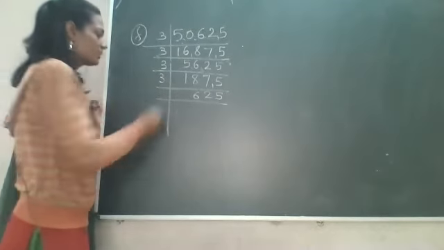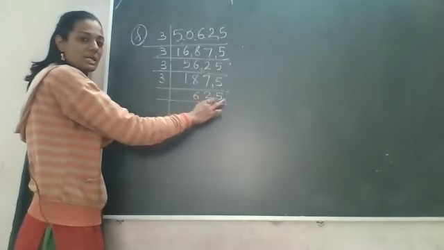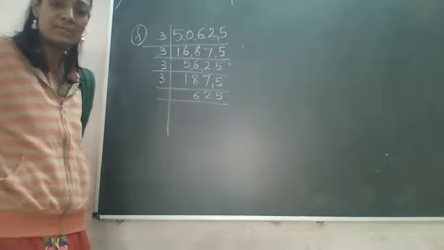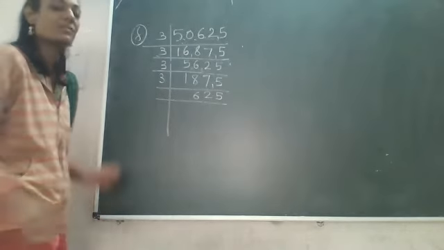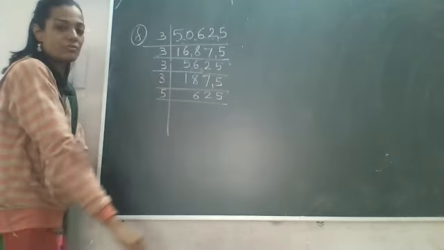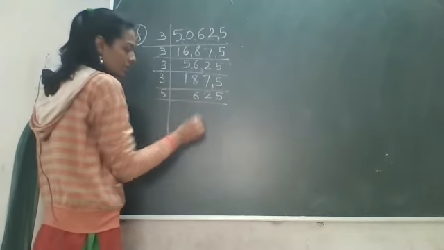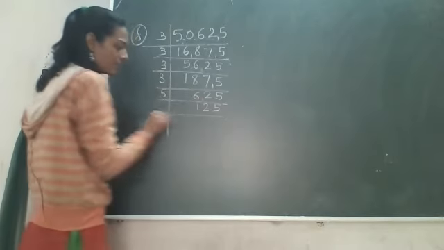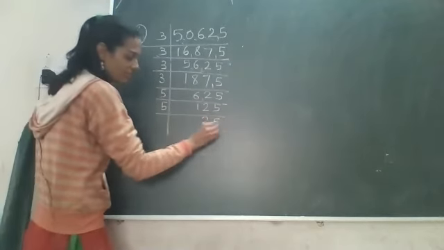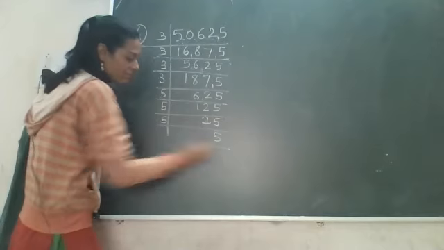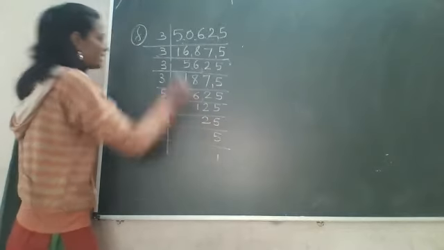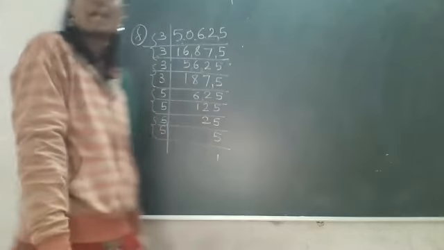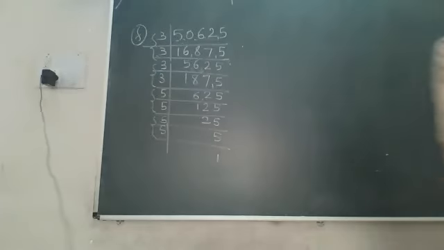Now, what will be the next? 6 plus 5 is 11. 11 plus 2 is 13. 13 will not come in the 3 table, right? So we cannot divide it by 3. Now we go with 5. So 5 ones are 5, then 5 twos are 10, 5 fives are 25, 5 25s are 125, and ultimately 5 ones are 5. Then you have to check that it is coming into pairs. Yes. So then you can say that your answer is correct.